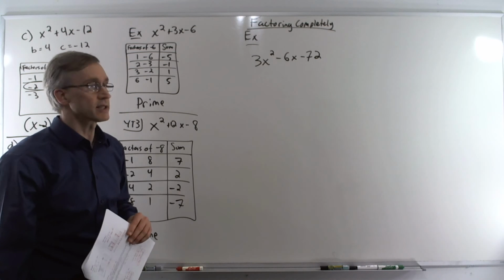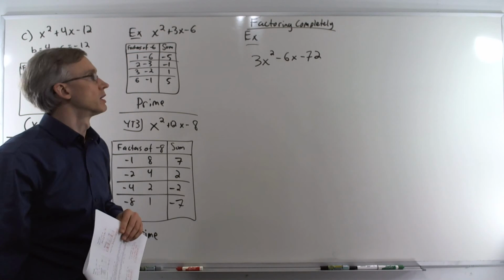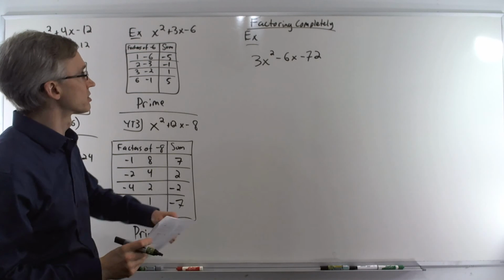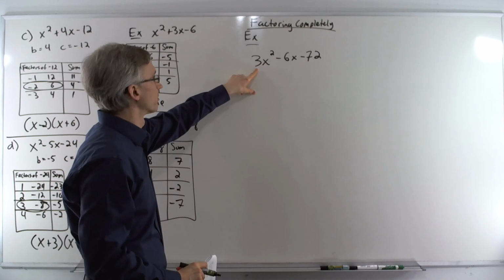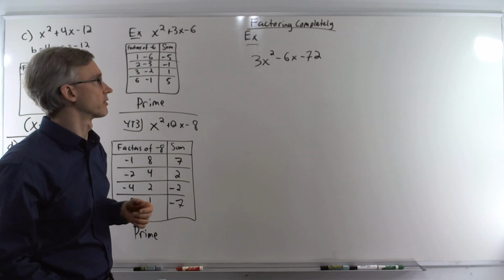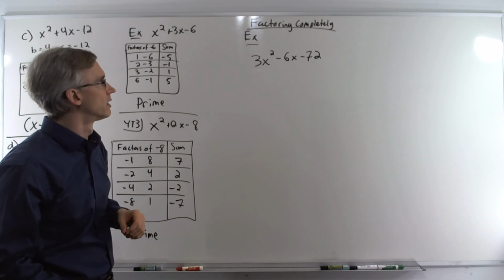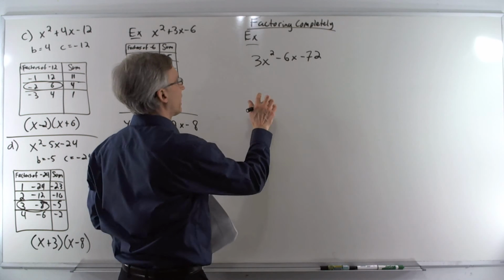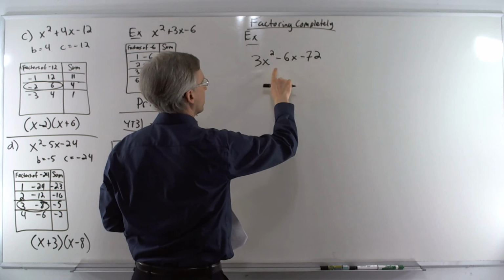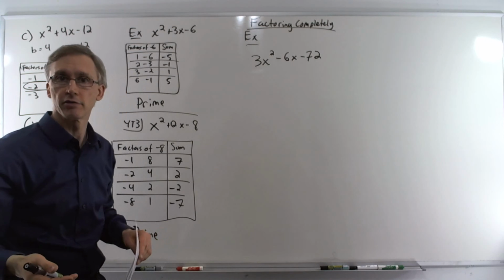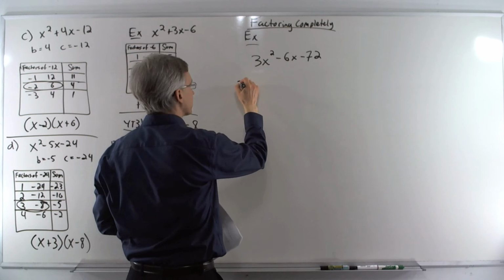Three x squared minus 6x minus 72. Now if we try to factor this using this method, it's going to be a big mess because we've got this coefficient on the x squared term that's not 1. And we're going to look at a different technique next class, factoring polynomials like that. But for this one, we don't even know how to do it yet. So we're going to factor out whatever we can factor out. Notice that 3, 6, and 72 all have a common factor of 3. So we'll factor that out first.